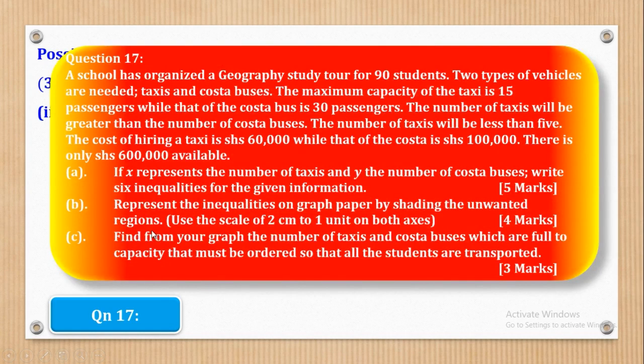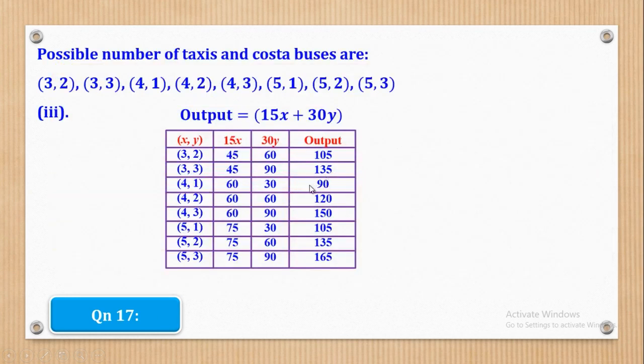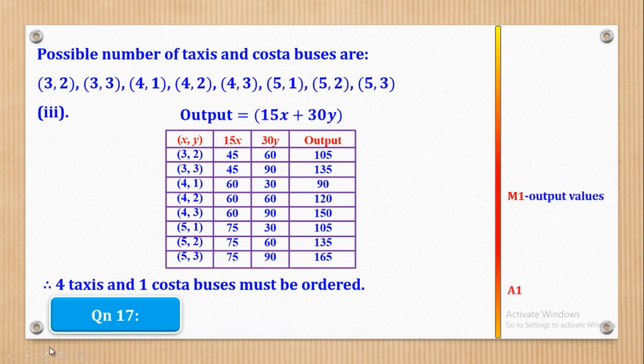But remember, our question said, find from your graph the number of taxis and coaster buses which are full to capacity that must be ordered so that all the students are transported. Now remember, there are 90 students, so you are going to look for an output of 90, and this is the output of 90. What are the corresponding values of x and y? It's 4 and 1. So x means taxis, y means coaster buses. Therefore, you'll come here and conclude that 4 taxis and 1 coaster bus must be ordered. Now let's see how marking can be done.